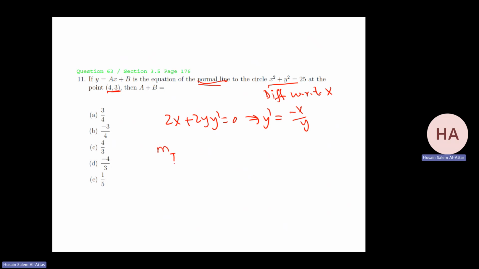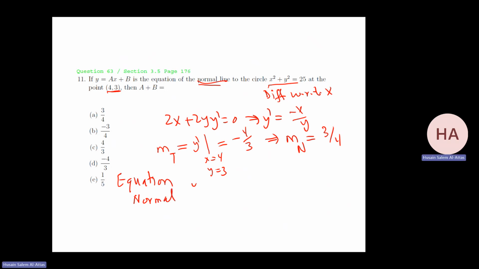So what will be the slope of the tangent? It will be y prime at x equal 4, y equal 3, and that will be minus 4 over 3. What is the slope of the normal? Reciprocal with the minus sign: 3 over 4. So it will be the equation of the normal.